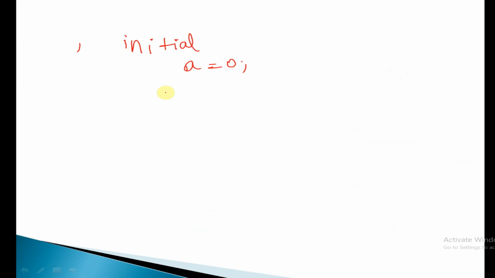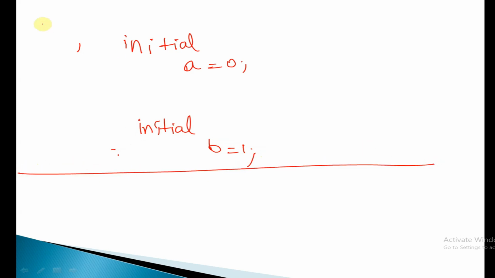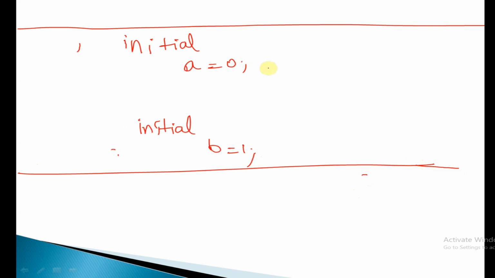Let's say we have initial a is equal to 0 and initial b is equal to 1. Now tell me which block will start its execution first. Both at same time, sir. Yes, okay, both at same time.